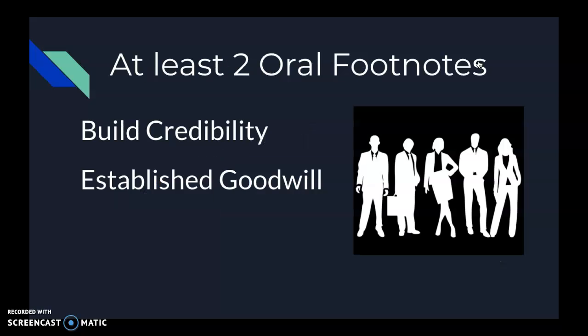So within your speech, you need to have at least 2 oral footnotes where you say "according to" from something you read, a person you read, or from somebody you have actually spoken with. And why do we do this? Because it builds credibility and it also establishes goodwill with your audience. When you use sources that you can actually cite verbally, you make your speech that much more credible.